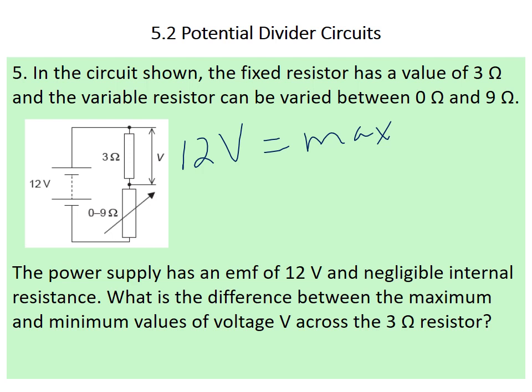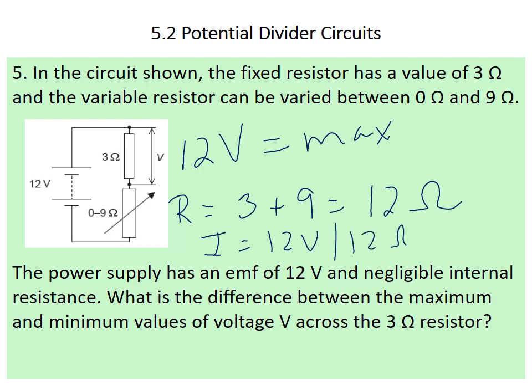Now, things change if this second resistor is switched to 9 ohms. So when the 9 ohm resistor is set, we first get the total resistance. The equivalent resistance is 3 plus 9 ohms, which gives us 12 ohms, which means the current going through the circuit, I, is V over R, 12 volts over 12 ohms, gives us 1 ampere.